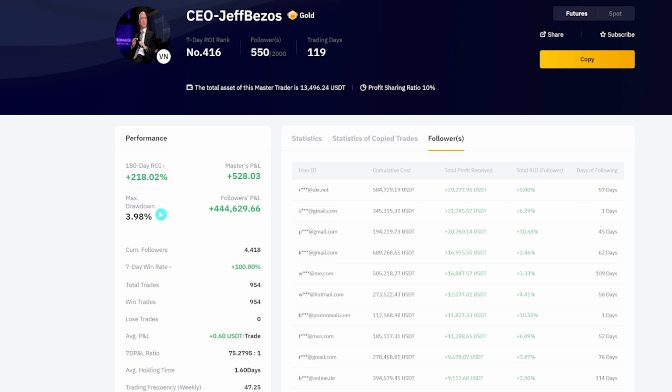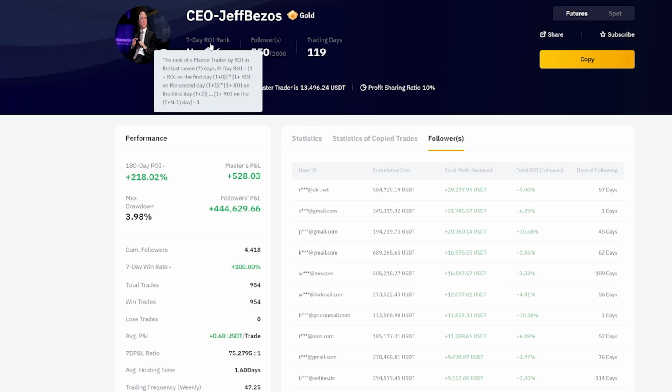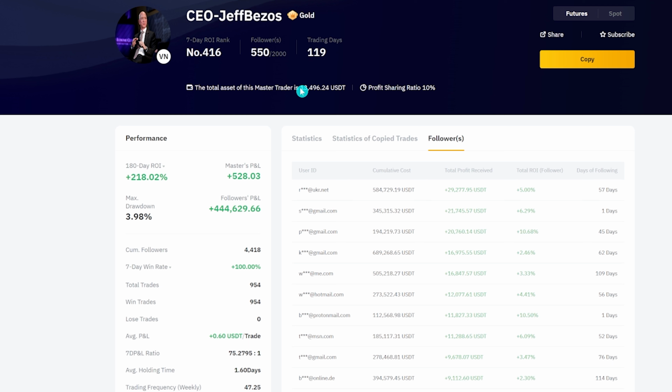So once you're actually happy with the trader, you can then go ahead and click on copy trading. On top, you can see where this trader is ranked, and also the number of followers, the number of trading days as well, the total amount of money they have on their trading account, which in this case is not a lot. So I like to follow traders that own a big amount of money, maybe $500,000 for example.